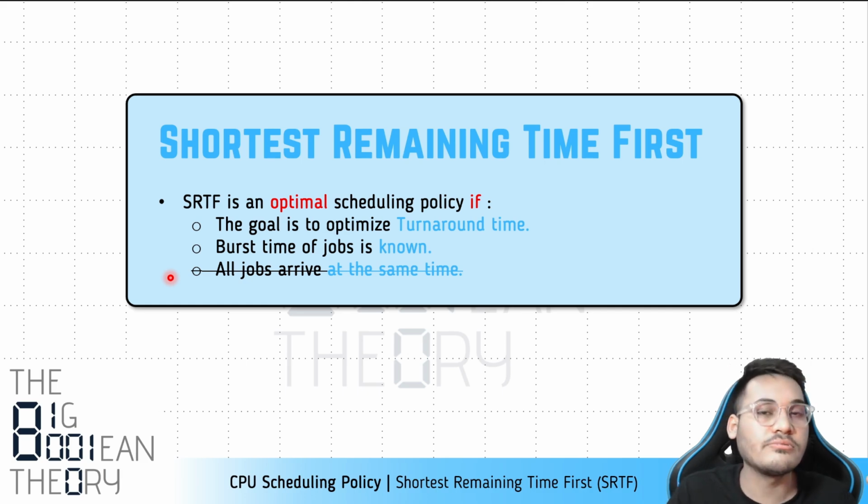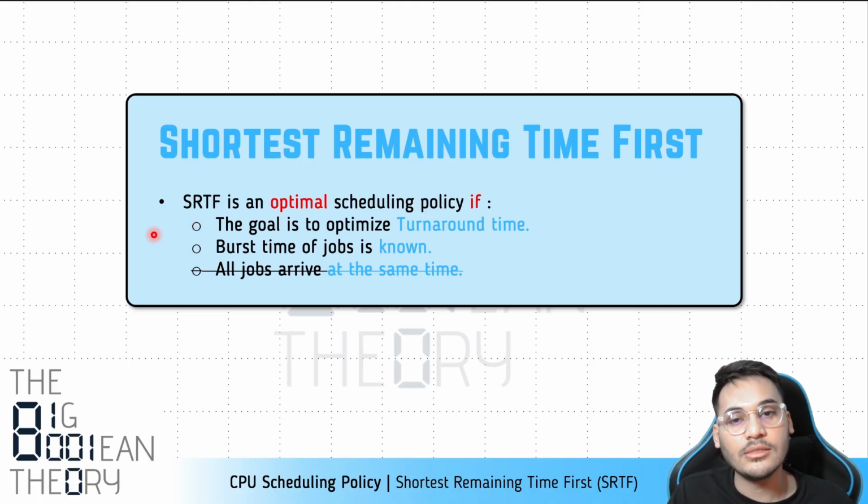To assume that all jobs will arrive at the same time is not practical. So shortest remaining time first, or SRTF, is an optimal policy. And for this, only two conditions are required. That is, we are trying to optimize for turnaround time, right? It is optimal for optimizing turnaround time, right? When the metric is turnaround time, then shortest remaining time first gives an optimal, that is lowest, turnaround time.